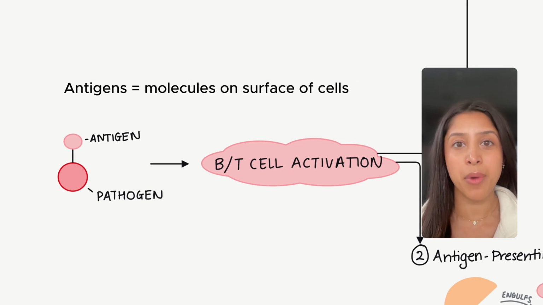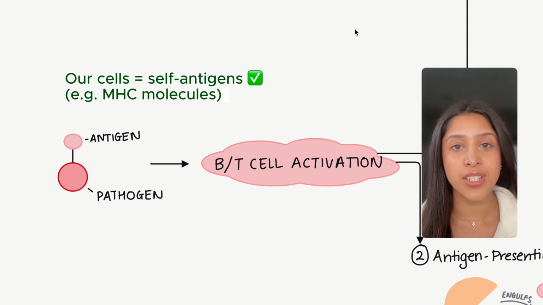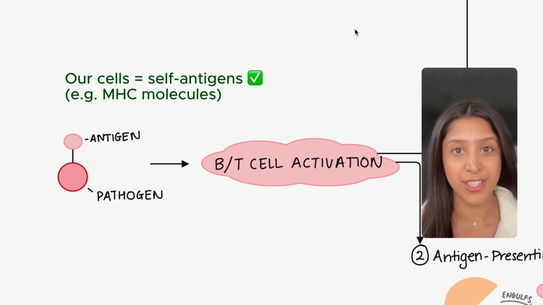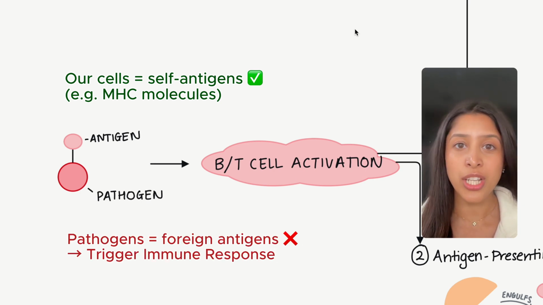Antigens are these unique marker molecules that are found on the surface of cells. Think of antigens as these name tags that are found on pathogens, and they signal to the body that this is a foreign substance and we need to initiate an immune response. Our own cells also have antigens, and we call them self-antigens. And these are like your ID cards. Our immune system knows our own self-antigens, and it will only attack cells that have non-self antigens, which can be found on things like pathogens, so bacteria and viruses, or other foreign materials.